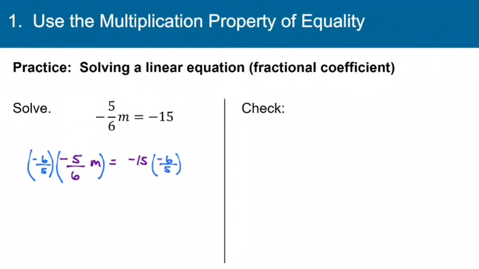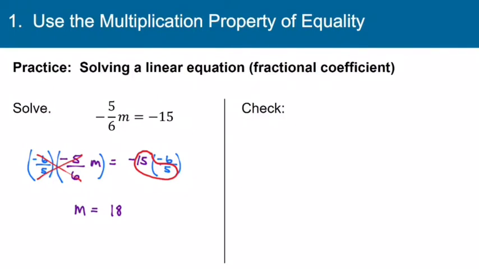Okay, now since we have multiplied the left side by negative 6/5, we must also multiply the right side by negative 6/5. Now over here on the left, negative times negative is going to make positive. Then the 5's will cancel and the 6's will cancel. So our coefficient here ends up being positive 1, and we have 1m on the left. And on the right, I want you to notice that 15 divided by 5 will make 3. So now we have negative 3 times negative 6, which is positive 18. So we have come up here with a solution of 18.